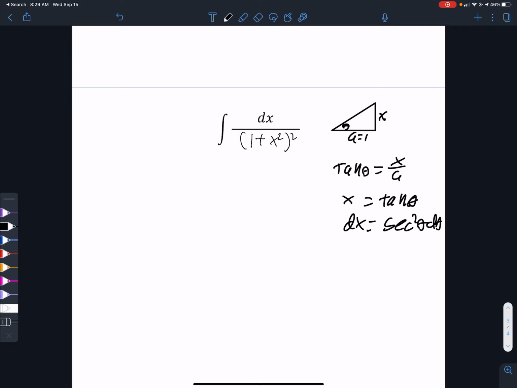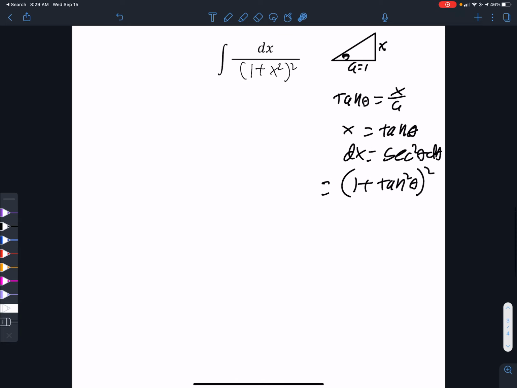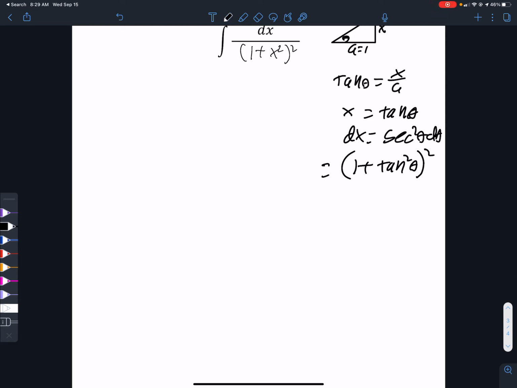And now, let's do some side work. I'm going to replace x with tan theta. 1 plus tan theta squared. I substituted this into my x. I'm just working side work on the bottom. 1 plus tan squared. Do you remember what that equals? Let me remind you that sine squared plus cosine squared equals 1. If you want to get a tan, you divide sine by cosine. So I'm going to divide both sides by cosine squared.